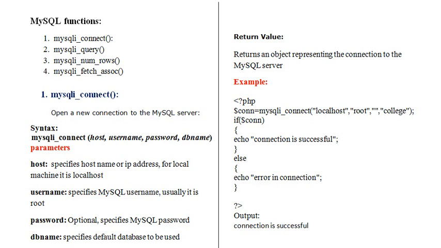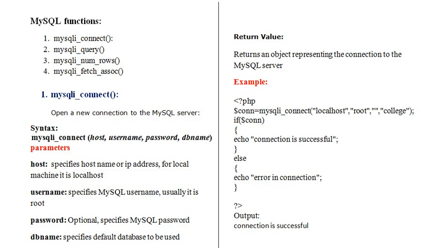Now let us see the example. In this example, mysqli_connect has four parameters. The first parameter is localhost, because our database and the application are present on the same machine. The second parameter is root, which is the username. The third parameter is the password. Right now I don't have a database password, so I have specified null. The fourth is the name of the database. College is a database that I already created, so that is the fourth parameter.